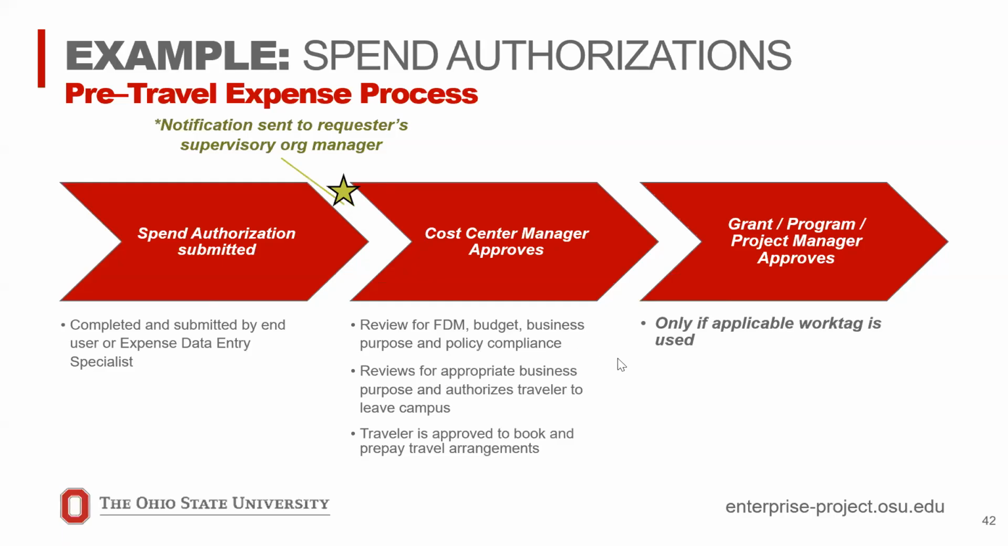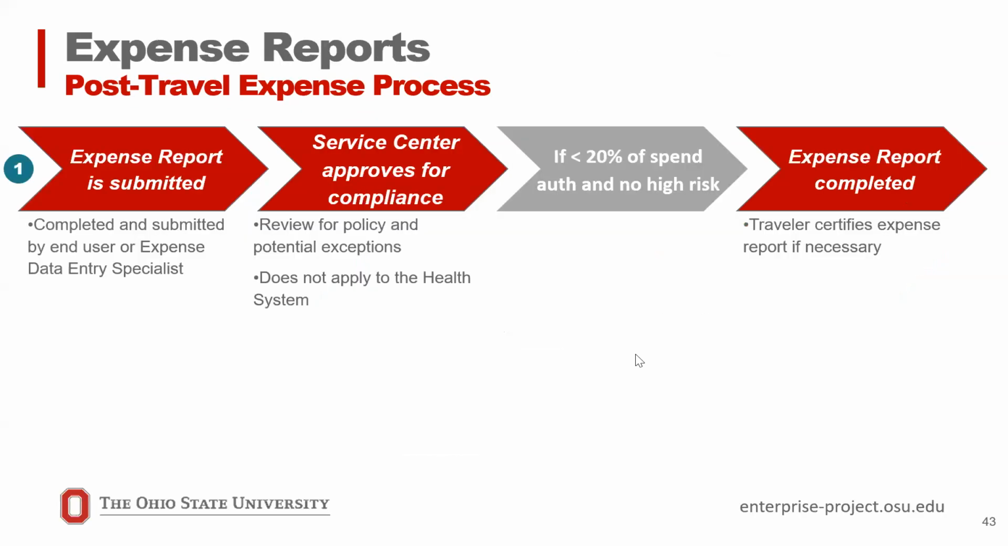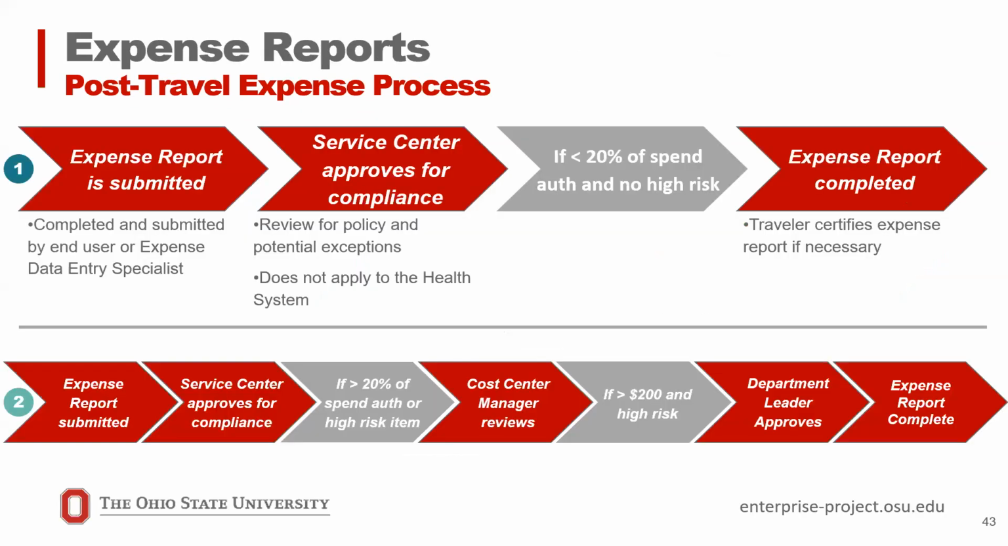Now let's talk about expense reports. Expense reports happen after the travel is completed. Either you can create that expense report for that traveler or that person can do it themselves. One thing to note is that as part of the expense reports, you can take photos on your cell phone and submit those attached to the expense report. That is a slight change. Once that expense report is submitted, it goes to the service center to approve for compliance, and then the expense report is completed.